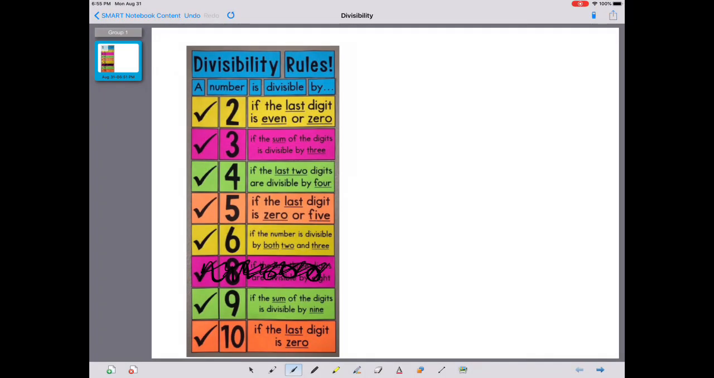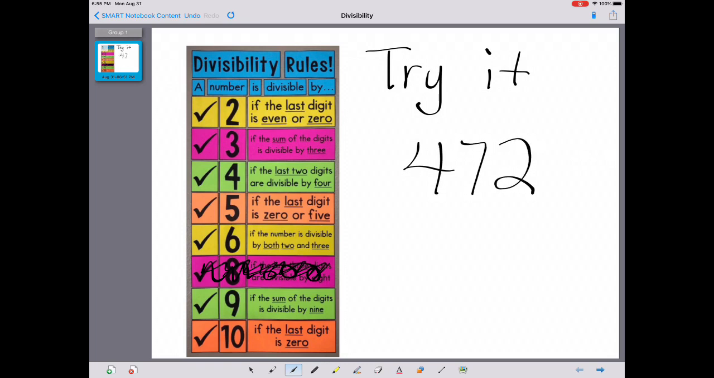We're working on divisibility today, and these are the divisibility rules. It means that the number will go into it without having a remainder. It helps with fractions later on, so we're going to try it with the number 472.